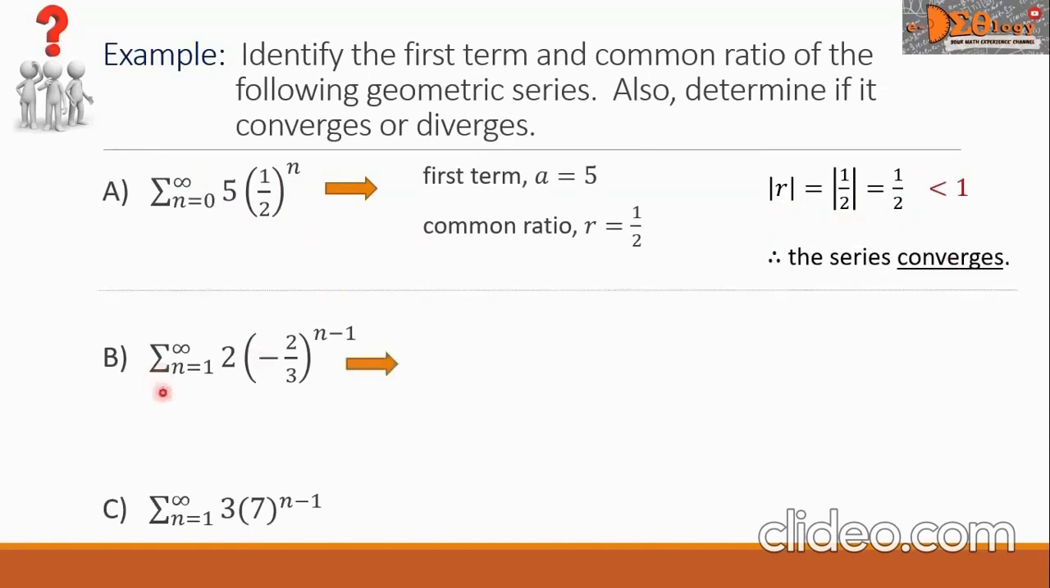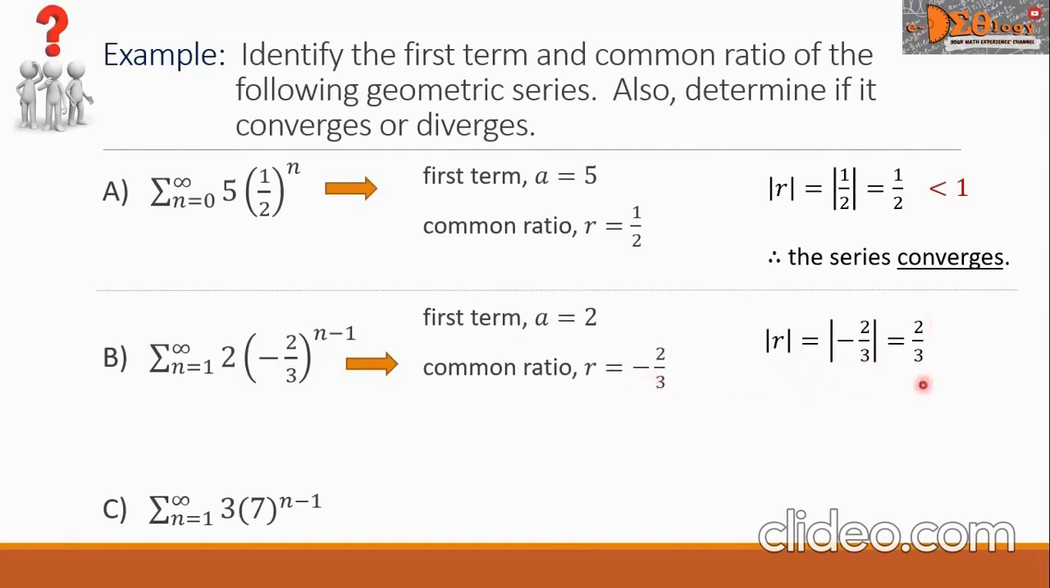Problem B, summation from n equals 1 up to infinity. The function is 2 multiplied by the quantity negative 2/3, and this is raised to n minus 1. The first term is a, and that is equal to 2. And the common ratio r is equal to negative 2/3. To test for convergence or divergence, we say that the absolute value of r is equal to the absolute value of negative 2/3. Simplifying this, we have positive 2/3, and this 2/3 is less than 1. So we say that the series converges.